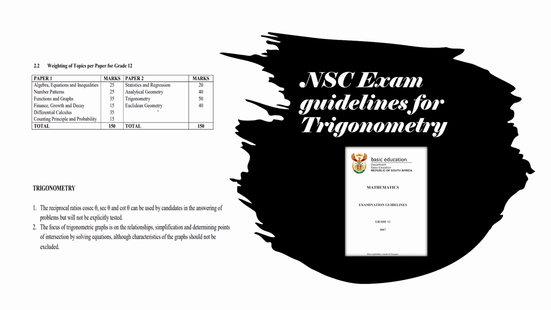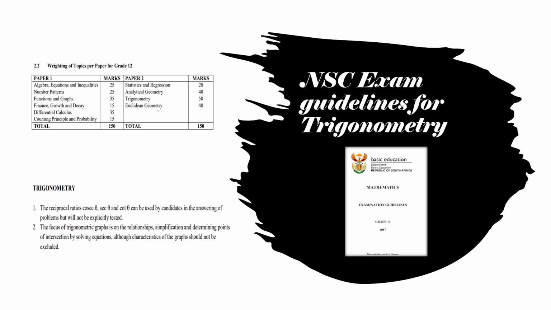As you can see from the weighing of topics per paper for Grade 12, trig is 50 marks out of a total of 150. That means trig is basically a whole third of your Paper 2. Thus, it is possible to pass Paper 2 just by knowing trig and getting full marks in your trig.